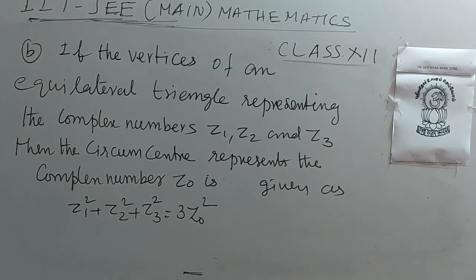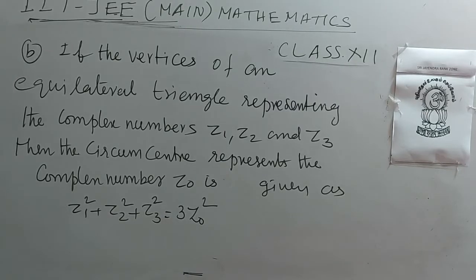So vertices of equal triangle representing complex numbers Z1, Z2 and Z3. Circumcenter represents the complex number Z0 is given as Z1 square plus Z2 square plus Z3 squared equal to 3 Z0 squared.